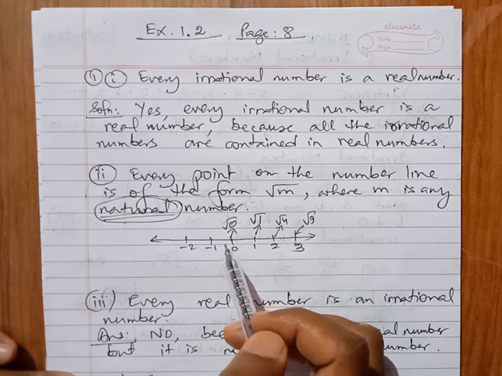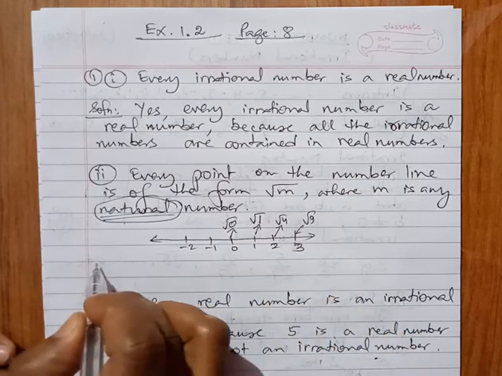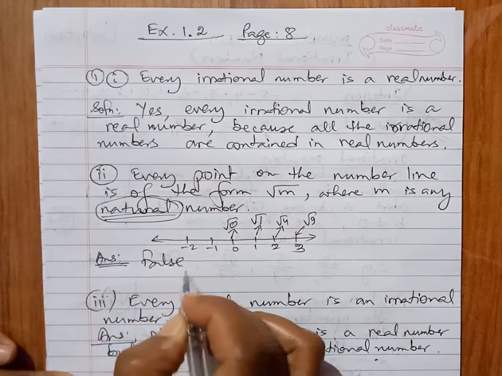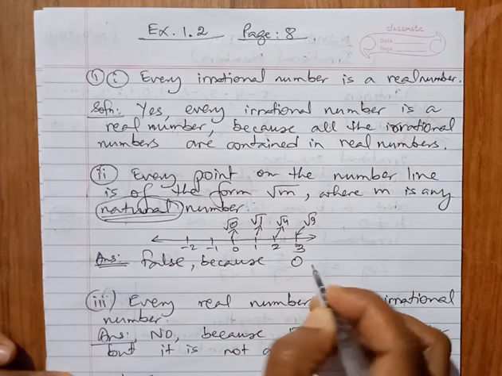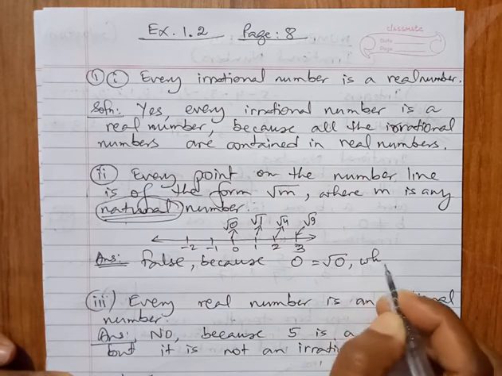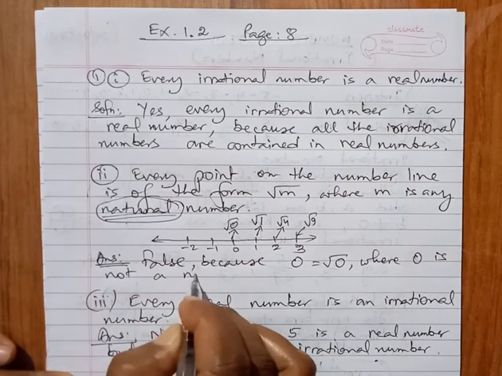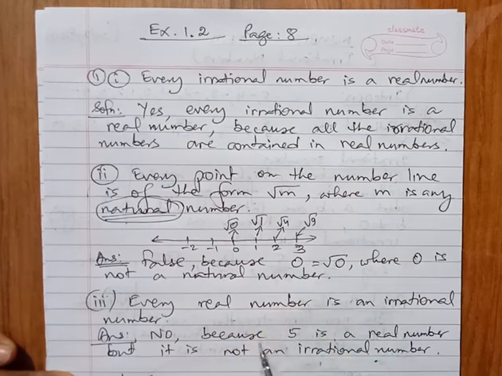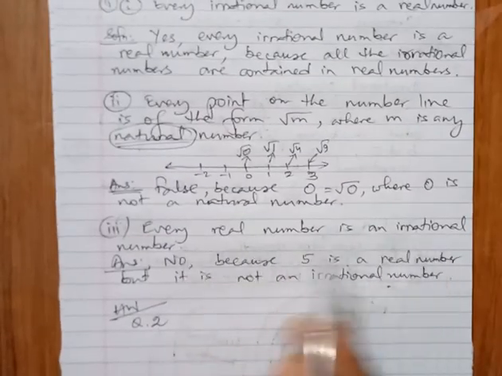This is one example. Like this, there are many examples. So your statement is false. The answer is false, because 0 can be written as root over 0, where 0 is not a natural number. The third statement is that every real number is an irrational number.